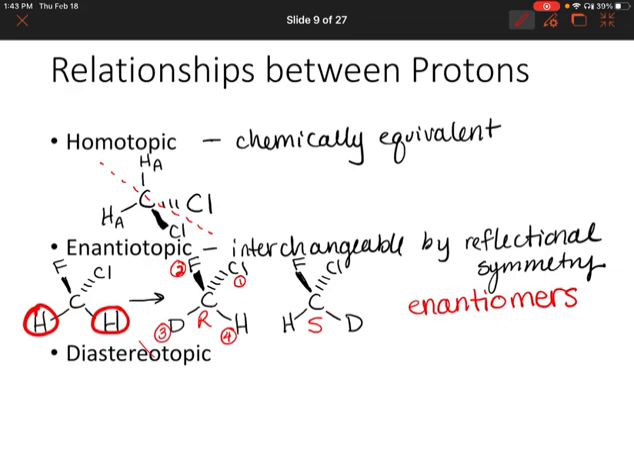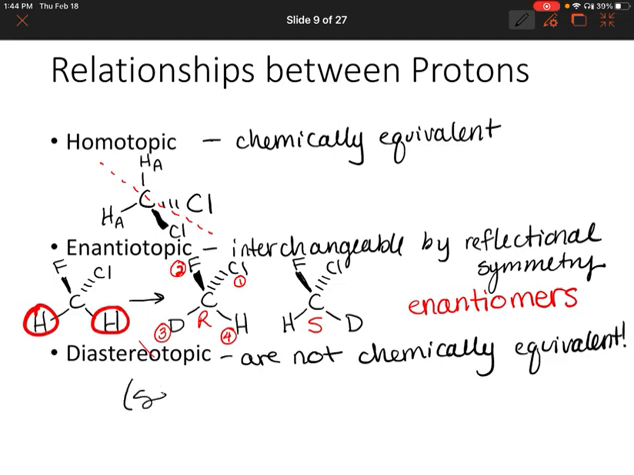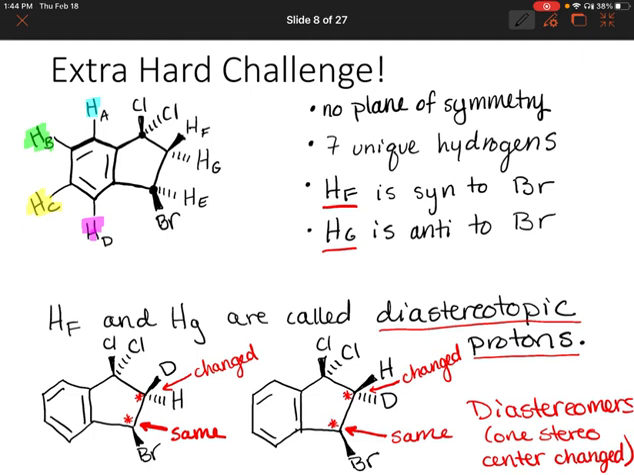Now diastereotopic, we already saw an example of on the last slide. Diastereotopic protons are not chemically equivalent. They do exist in different chemical environments, and as we saw in the last example, they might be, for instance, syn to another functional group, or anti, which is what makes them different.